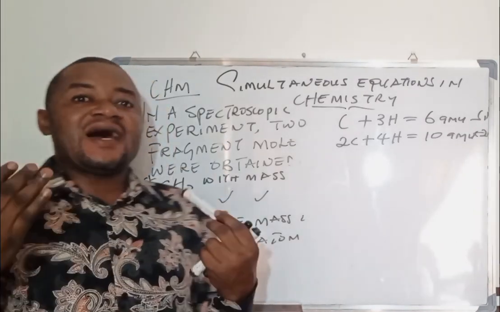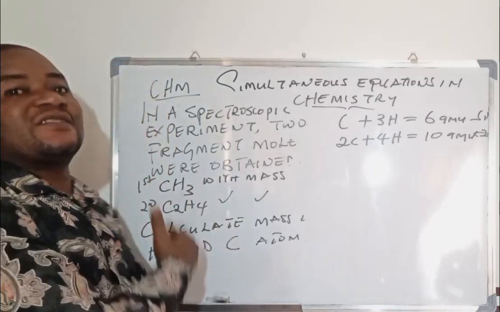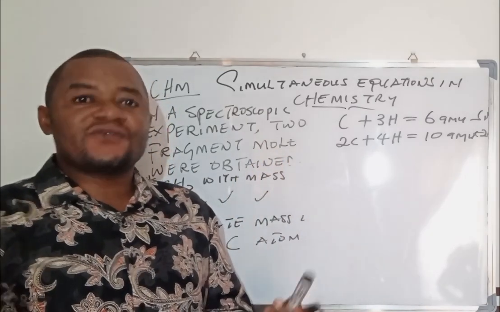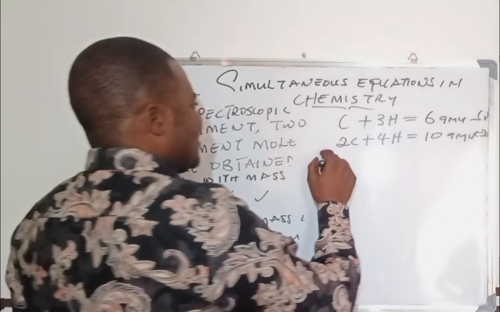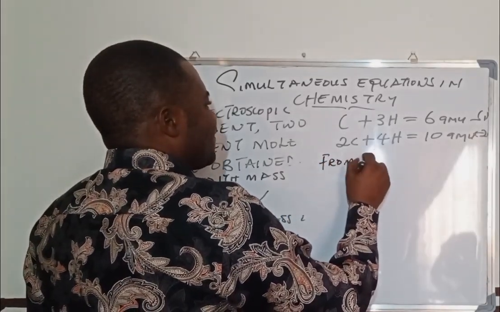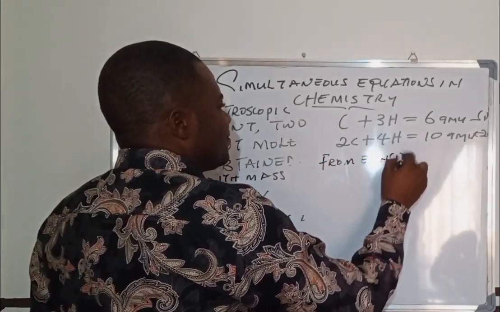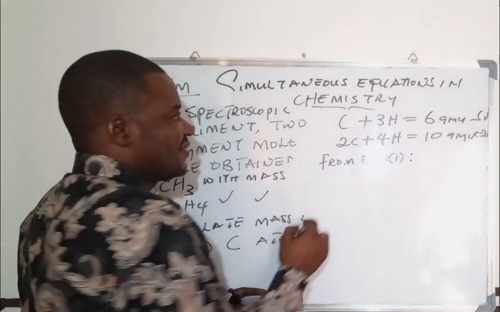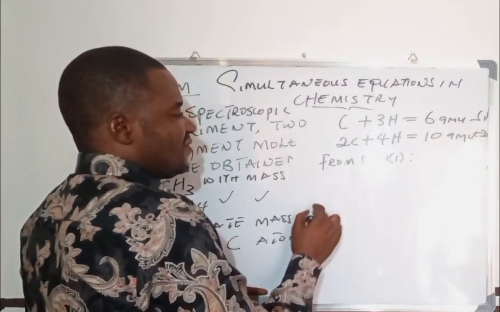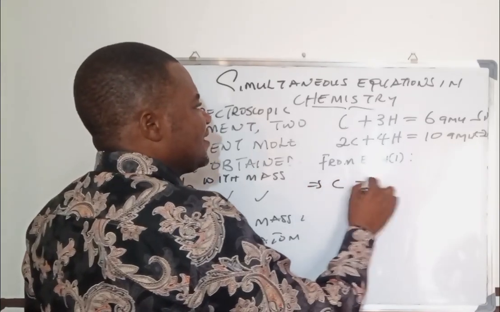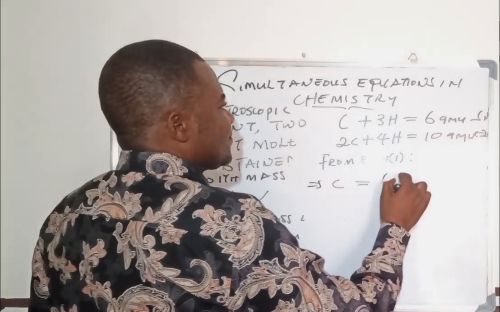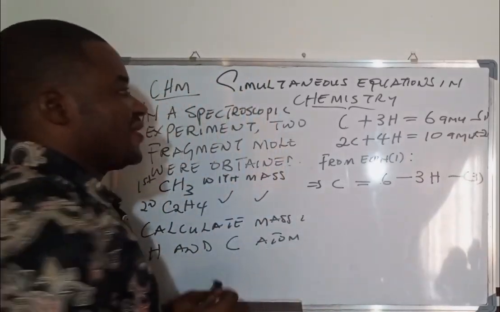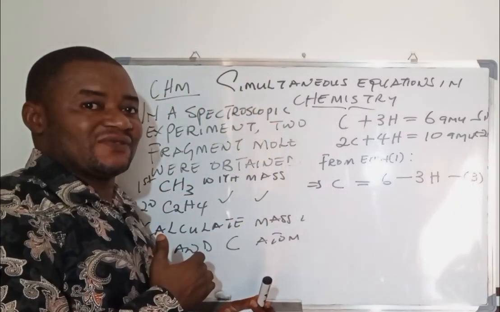So, using the idea we already had from the mathematical point of view, how do we do this? We'll look for equation 3. From equation 1, we'll obtain equation 3. So we make C the subject of the formula. We have C equals 6 minus 3H. This is our equation 3, just like we did in the mathematical part of it.